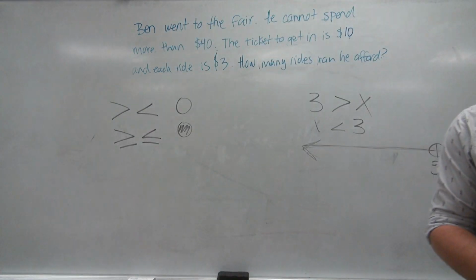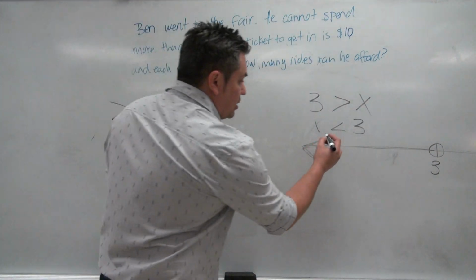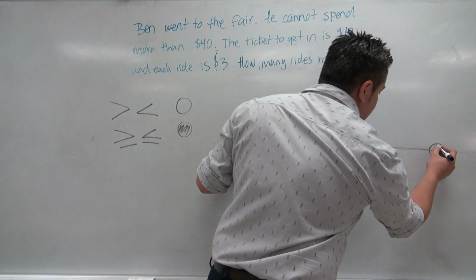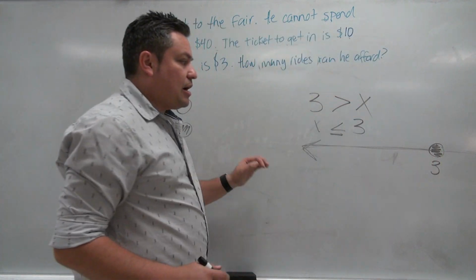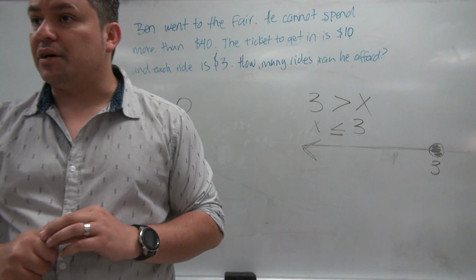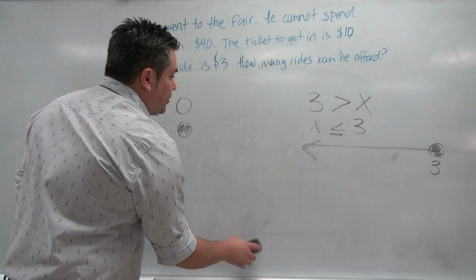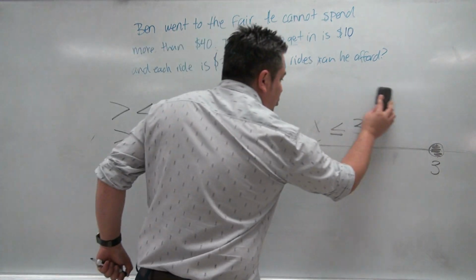Okay, so that's for graphing. Now if it's included, all you have to do is close the circle. That means 3 is part of the answer. Any questions so far? Okay, so graphing is really easy. So we covered graphing. Now let's move to something else.